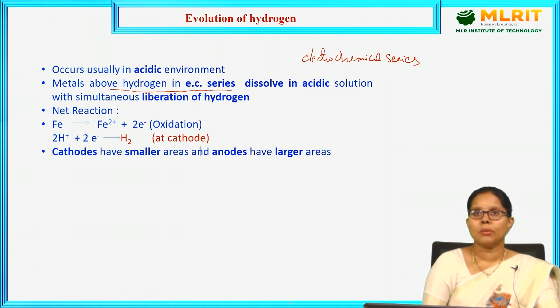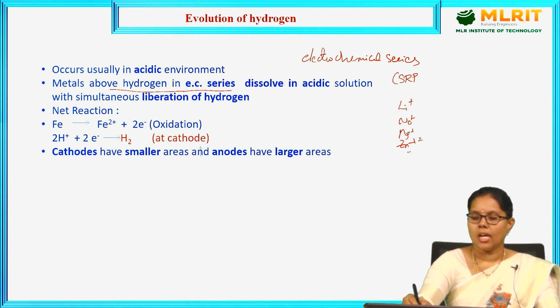There is a series, the electrochemical series, in which the metals are arranged according to their standard reduction potentials. It starts with lithium and ends with platinum or gold, from negative values to positive values. In between, hydrogen has the value 0. Lithium, sodium, magnesium, zinc, iron: these are the metals above hydrogen.